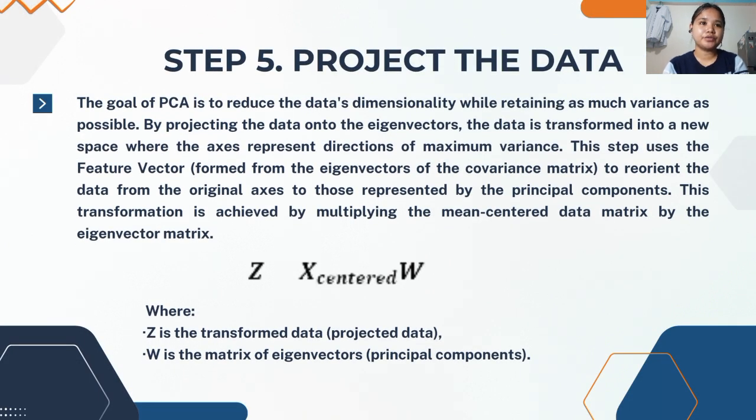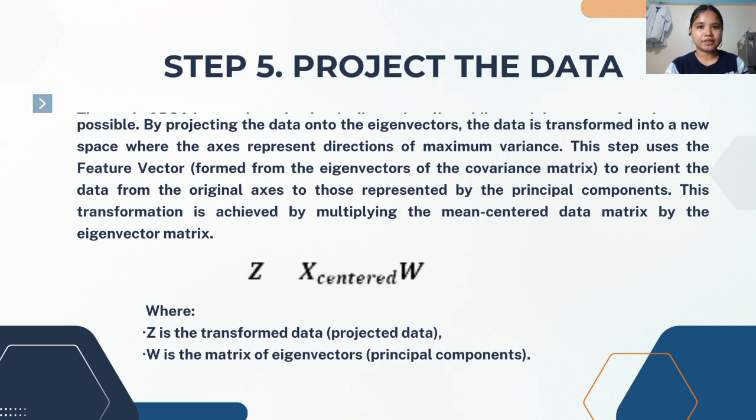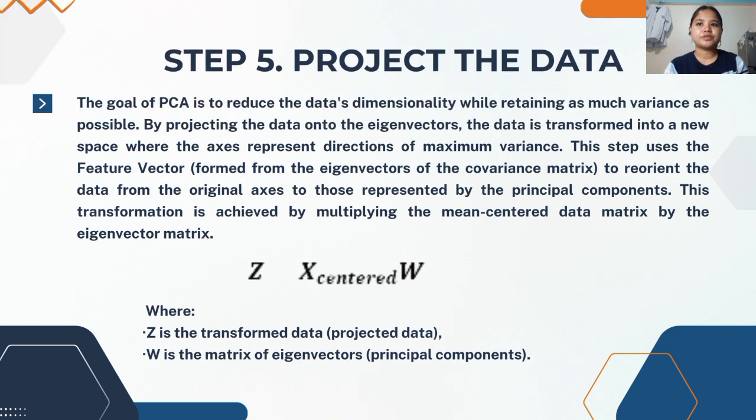So now let's proceed to step 5, which is to project our data. Again, the goal of PCA is to reduce the data's dimensionality while retaining as much variance as possible. By projecting the data onto the eigenvectors, the data is transformed into a new space where the axes represent directions of maximum variance. This step uses the feature vector formed from the eigenvectors of the covariance matrix to reorient the data from the original axes to those represented by the principal components.